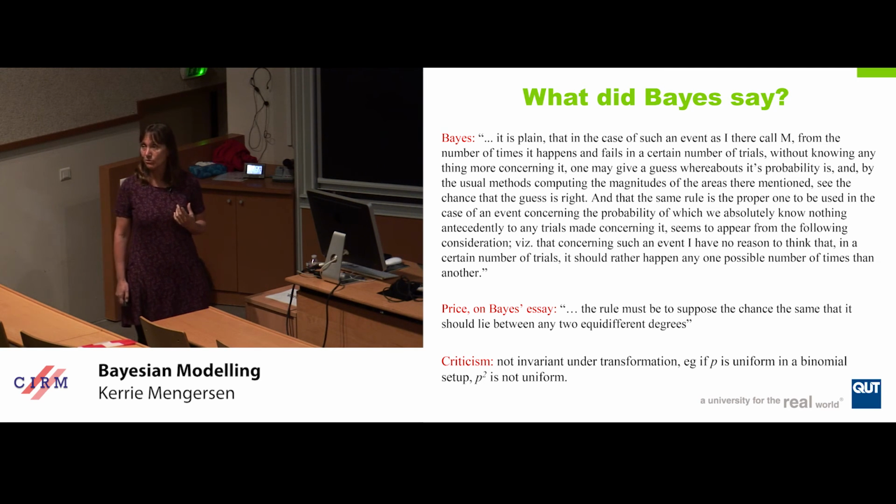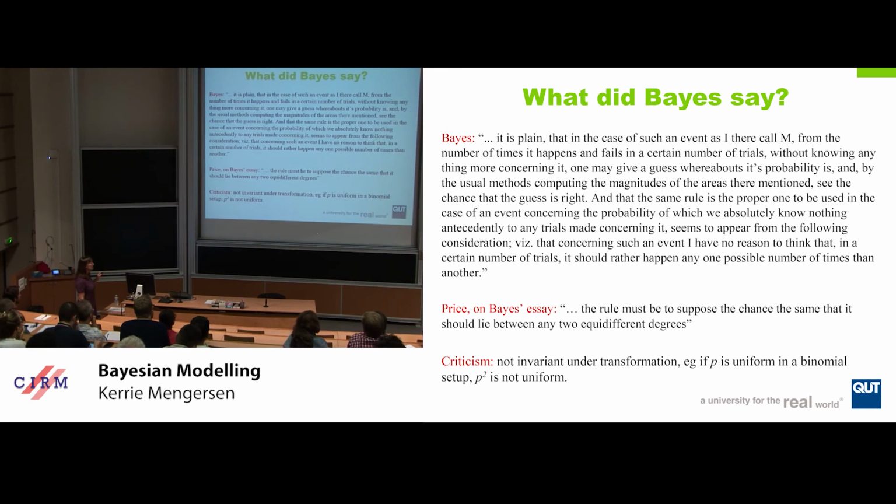So that's a lot of words to say. Price said, who published Bayes' work, okay? So Price says, the rule must be to suppose the chance is the same, that it should lie between any two equidistant degrees. So if we translate that again, we might say that it's uniform, okay? So Bayes' prior for no knowledge is a uniform prior, okay?